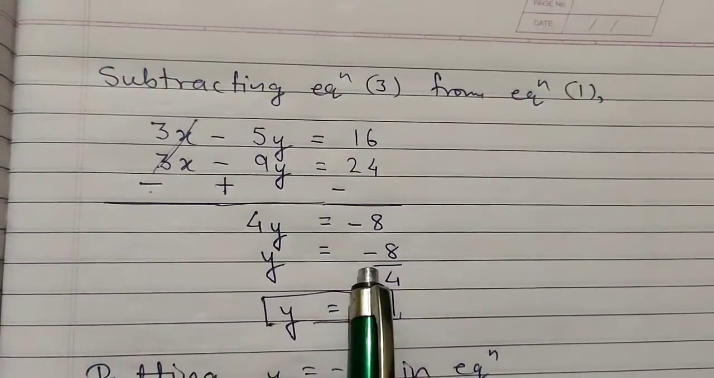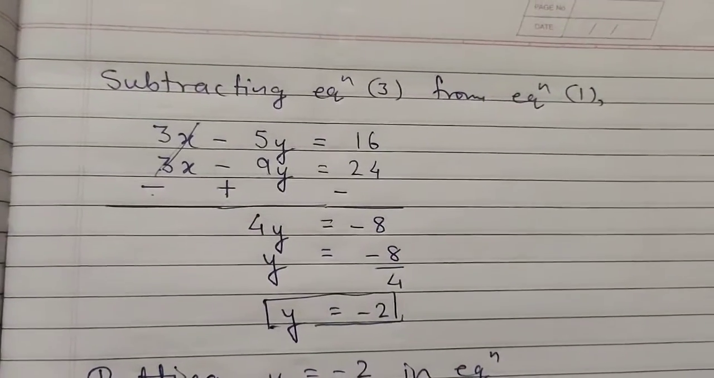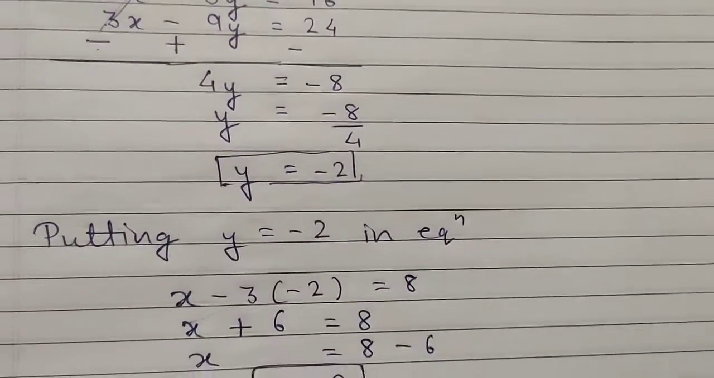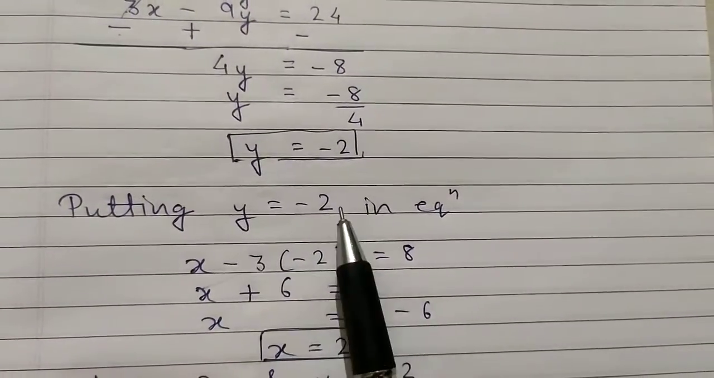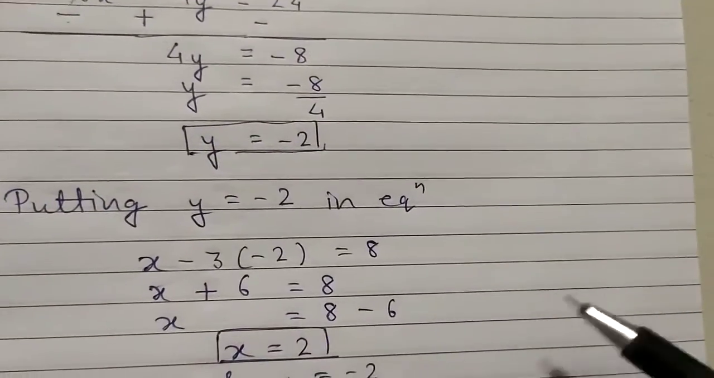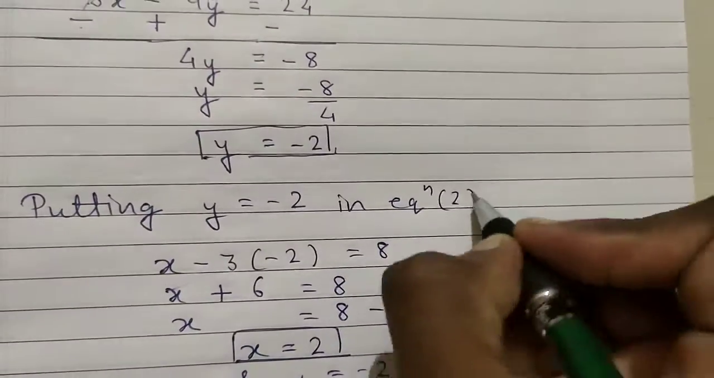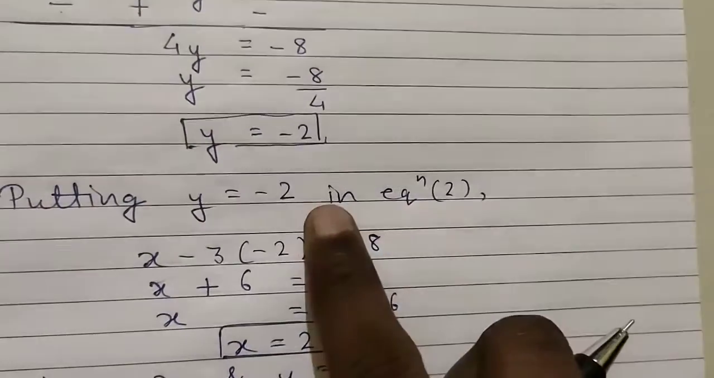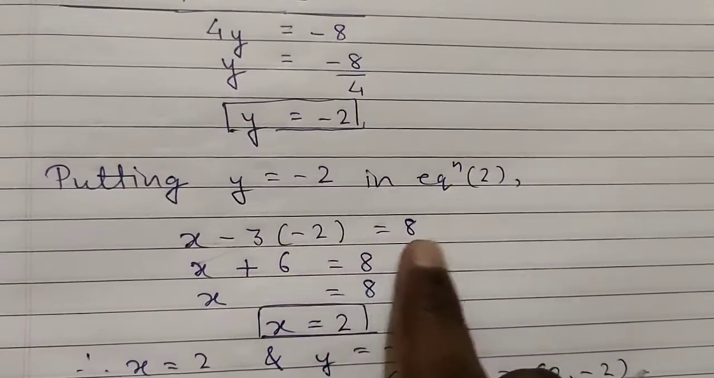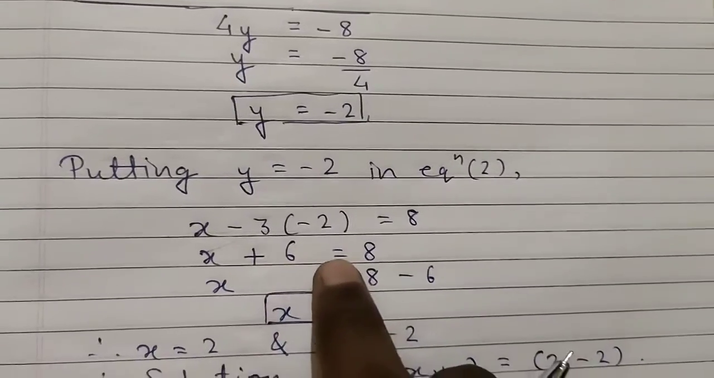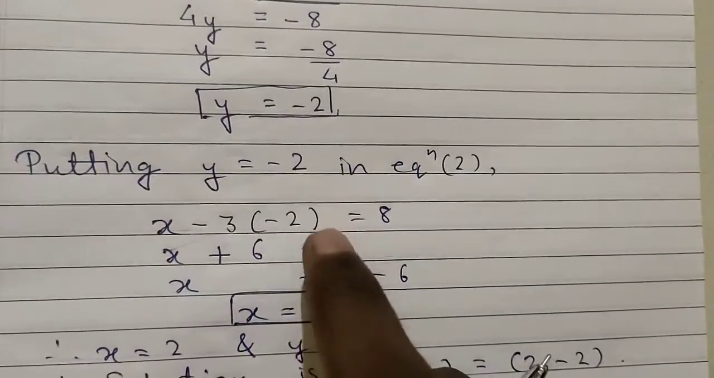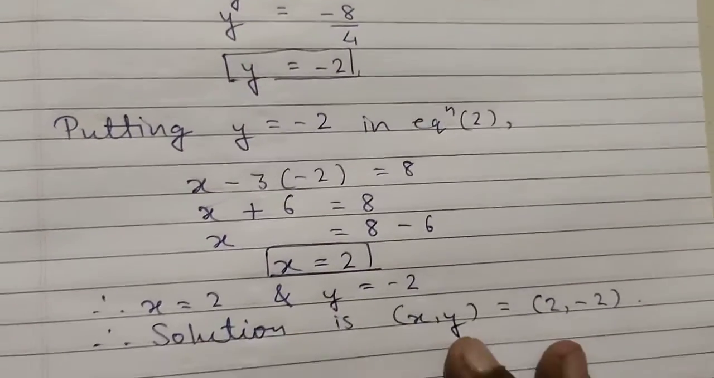So if you transfer this 4, you will get minus 8 upon 4, and you know minus 8 upon 4 is, 4 2s are 8, so minus 2. So you got y equal to minus 2. Now you can put the value of y in either equation 1, 2 or 3. So I have put this value in equation number 2, right? So if I put the value in equation 2, I will get x minus 3 into minus 2 equals 8. So this becomes x plus 6 equal to 8. So if you transfer this 6, you will get 2. So we have x and y value, that is x is 2 and y is minus 2.